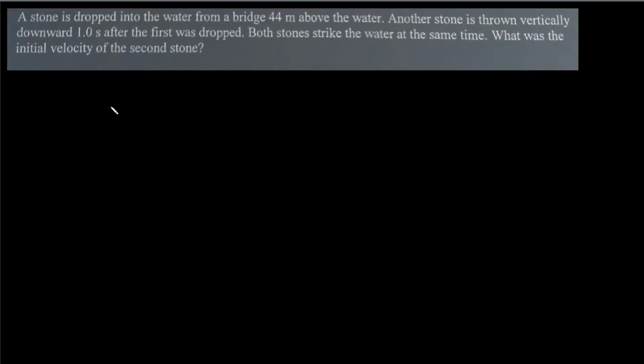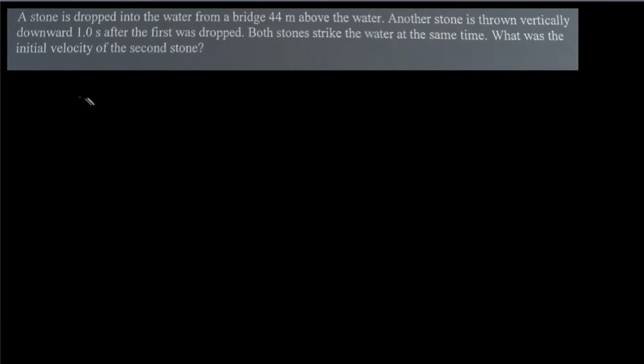Hello everybody, today we are going to solve this one-dimensional physics question. The question is, a stone is dropped into the water from a bridge 44 meters above the water. Another stone is thrown vertically downwards 1.0 seconds after the first stone was dropped. Both stones strike the water at the same time. What was the initial velocity of the second stone?